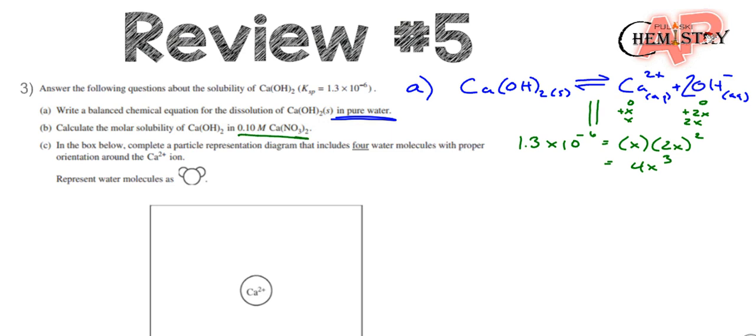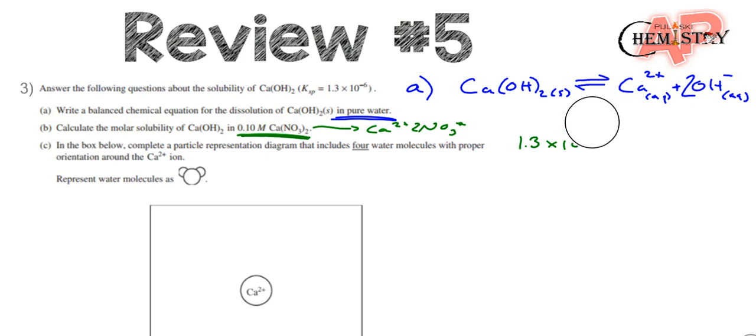Here's the trick. They say there's something else in there already. So whenever I'm doing a K problem, I'm thinking about, and they did this on purpose, they've already helped me start my ICE box. Well, what is this? This is a salt. So this is going to break up into Ca2 plus and NO3 minus. And there's going to be 2 of them. So I'm just going to erase this and reapply the same idea. And instead now I have 0.1 of this and 0 of that.